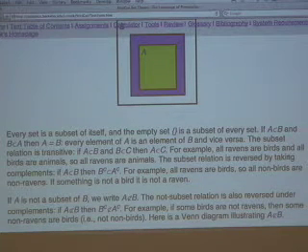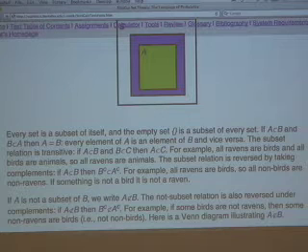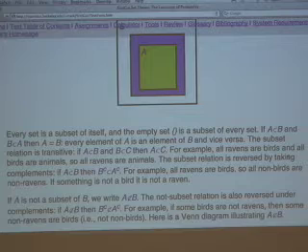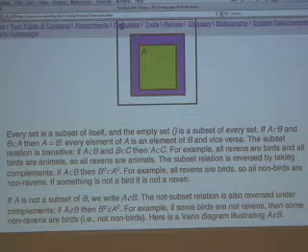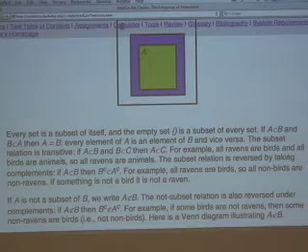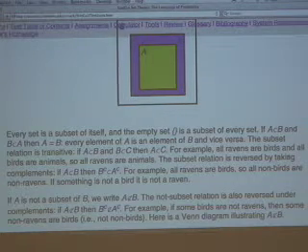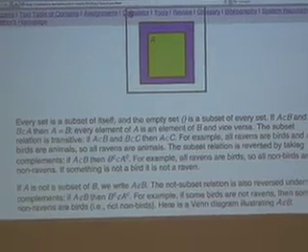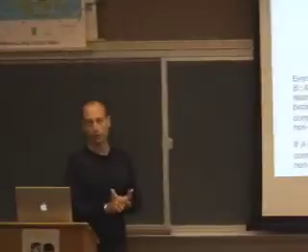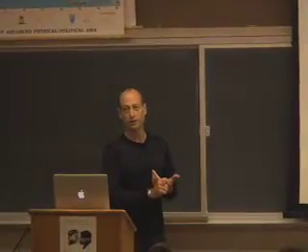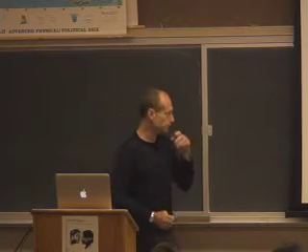Now, if you take complements, that actually reverses the subset relationship. So if every A is a B, then every not B is a not A. Okay. If A is a subset of B, then B complement is a subset of A complement. So if every raven is a bird, then every non-bird is a non-raven. You can't be a raven without being a bird, so if you aren't a bird, you're not a raven. That makes sense? It flips it around.